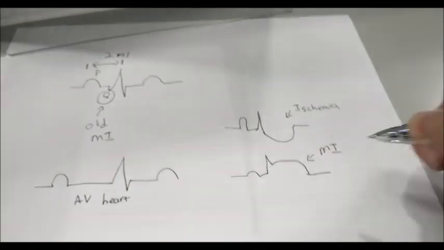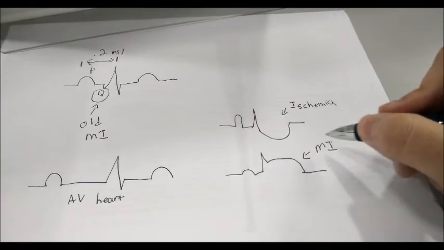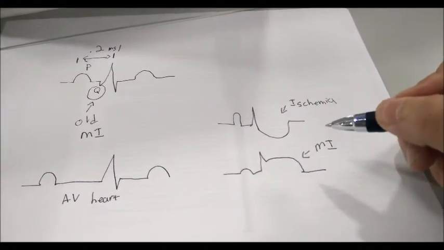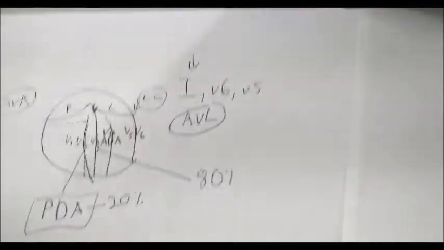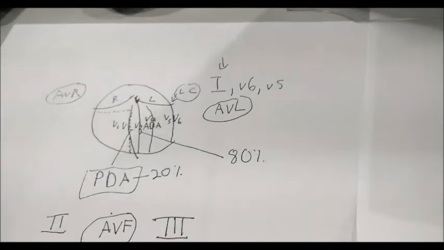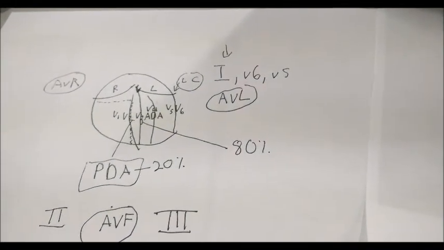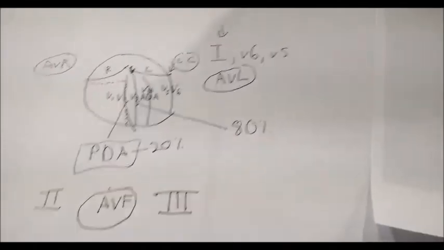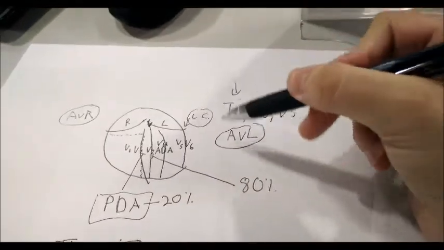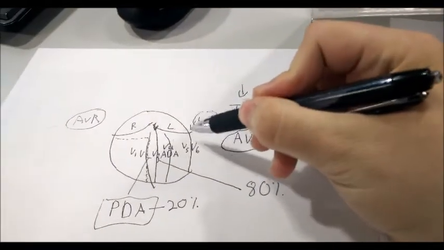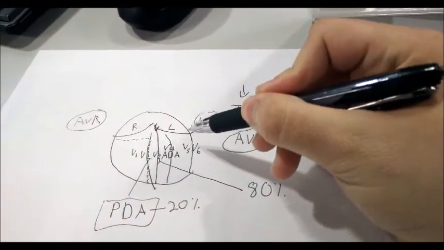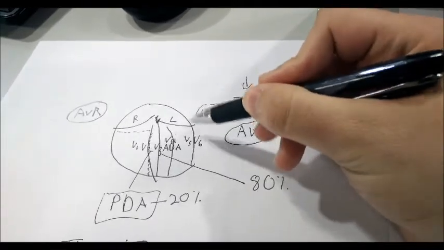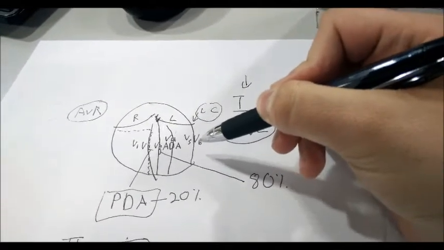Now, for simplicity, when we're talking about MI, we're talking about complete occlusion, 100% occlusion of an artery. So if, going back to our anatomy here, leads 1, V6, V5, and aVL have ST elevation, we're talking about complete occlusion of the left coronary artery. What this is telling us is that the left coronary artery is occluded 100%. So now the muscles over here are starving. They don't have oxygen, and so they're dying.